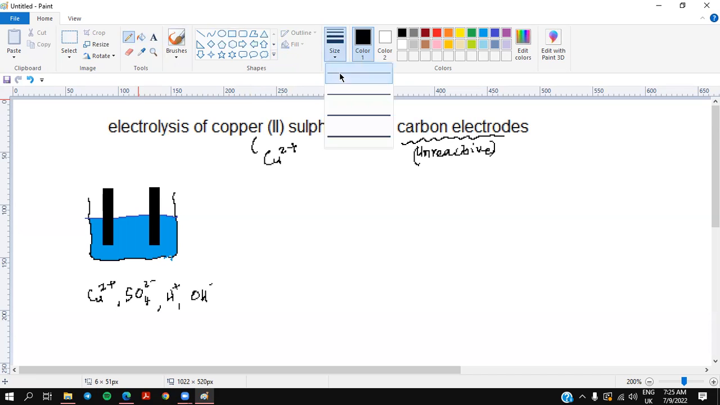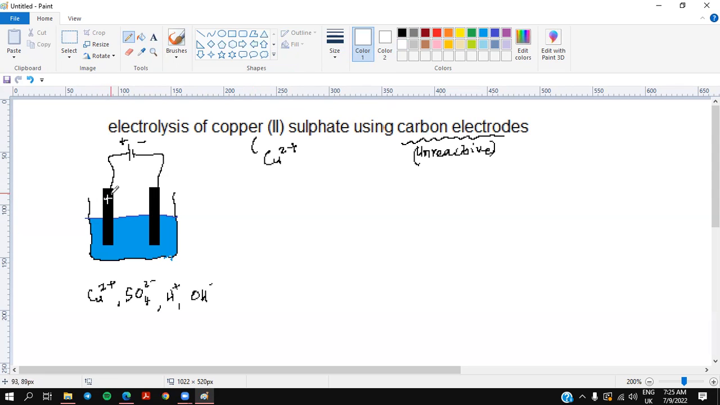This is not enough. We have to connect the cell to a DC source. Here's a DC source. We have the positive terminal on the left-hand side, the negative terminal on the right-hand side. When you connect them to the electrodes, the electrodes also will be charged in the same manner. What I mean is, on the left-hand side, we have a positively charged electrode. On the right-hand side, we have a negatively charged electrode.